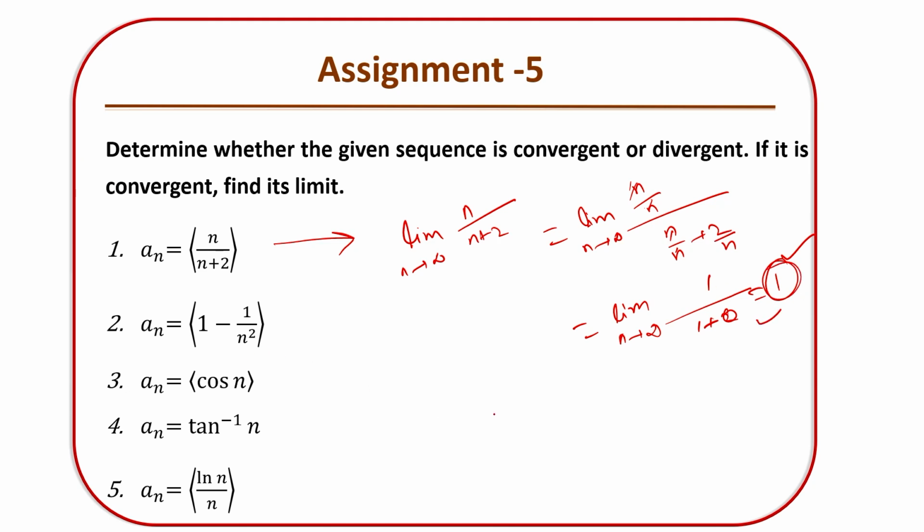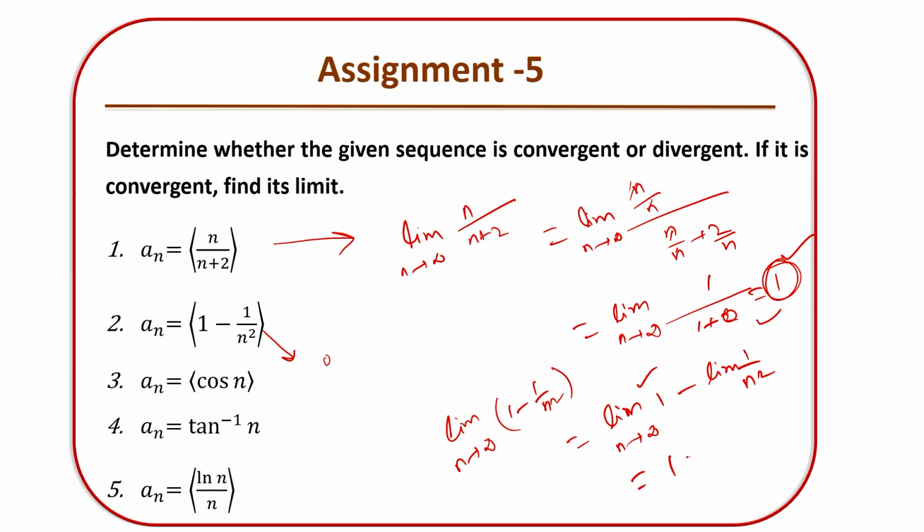Similarly, 1 minus 1 by n square. So find out the limit of this. 1 by n square is converging to 0, right? So therefore, limit n tends to infinity 1 minus 1 by n square comes out by using the algebra of limits. So this is 1 minus limit of 1 by n square. So limit of 1 is equal to 1.